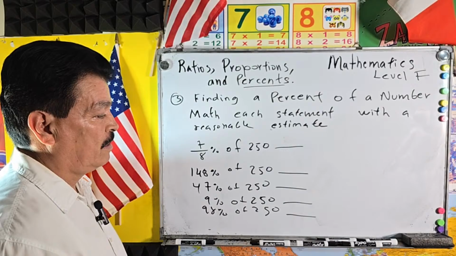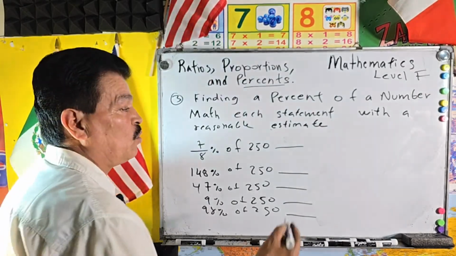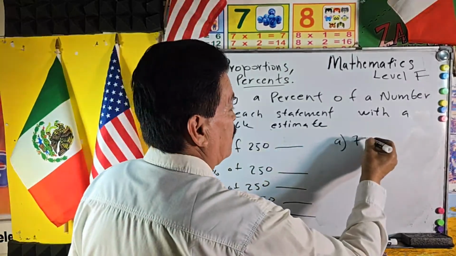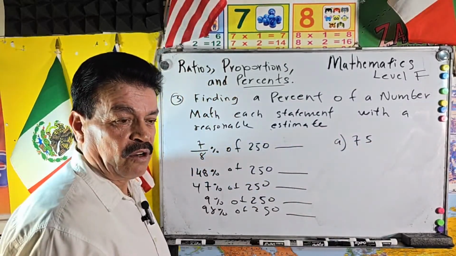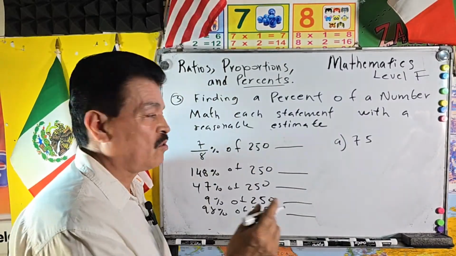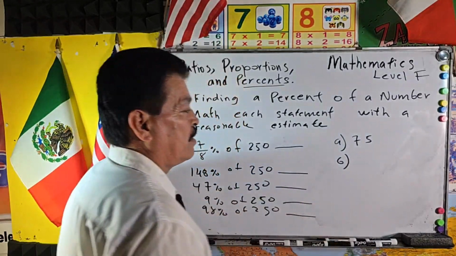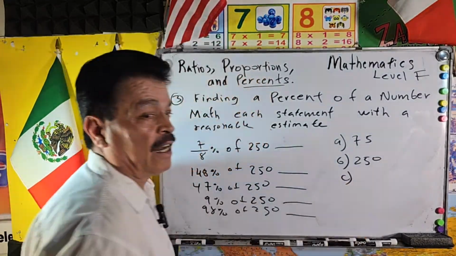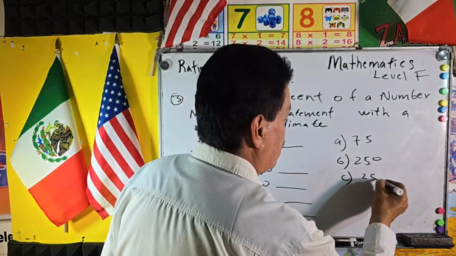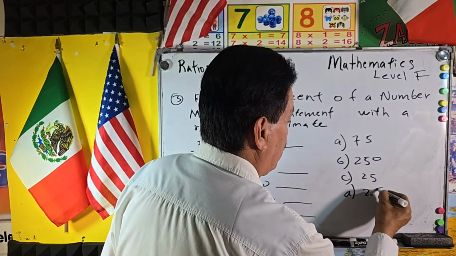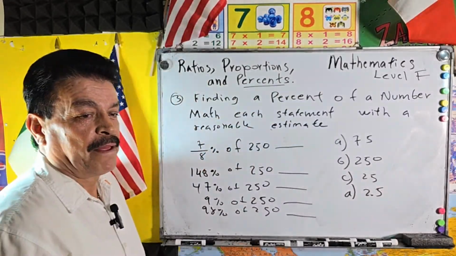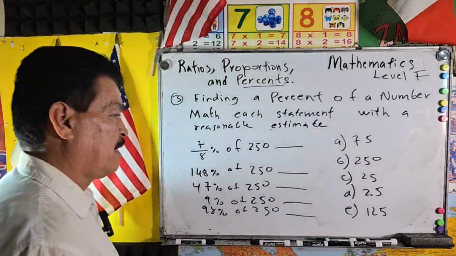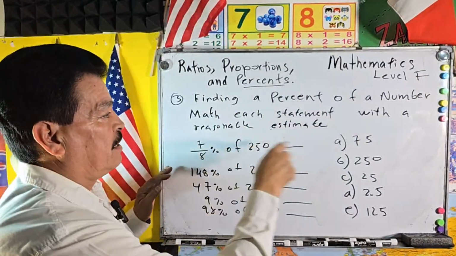That's enough. 5 questions. Then you will have answers like this. A, for instance, the first one, you will have 75%. All answers will be here. You just need to match. B is 250. C, let's say 25. D is 2.5. And then E, 125. So, all right, we have to match these answers.